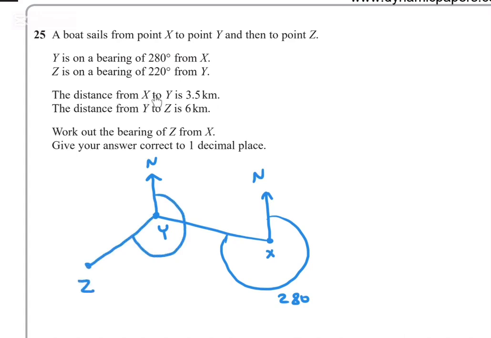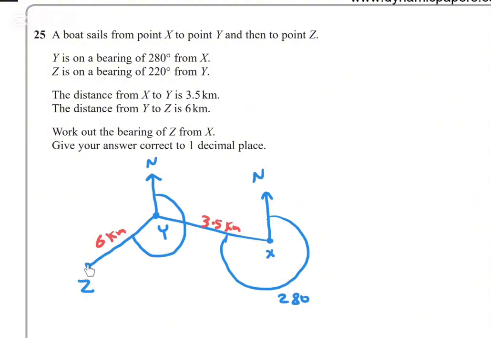Now the distance from X to Y is 3.5. So this distance is 3.5 kilometers. And the distance from Y to Z is 6 kilometers. So 6 kilometers. Work out the bearing of Z from X. We need to find the bearing of Z from X.